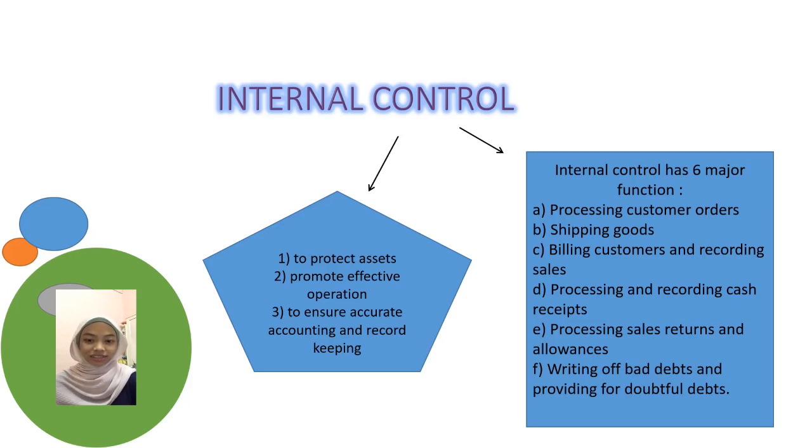Next, in order to understand and document the internal control, there are 6 major functions in a typical sales and receipt cycle, which are: process customer orders, shipping goods, billing customers and recording sales, process and record cash receipts, process sales returns and allowances, and lastly, writing off bad debts and providing for doubtful debts.